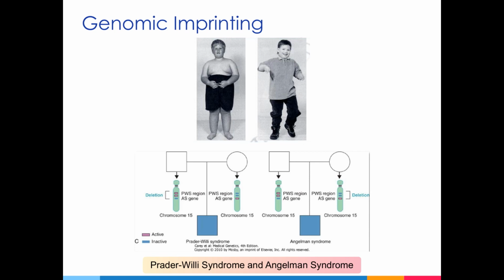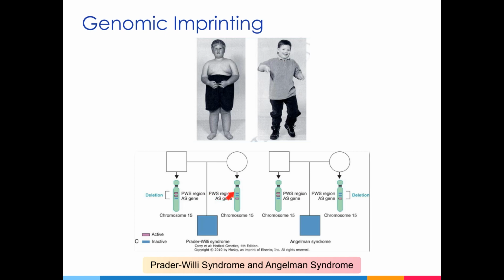Because of genomic imprinting, for some genetic disorders, the expression of the phenotype depends on whether the mutated allele is inherited from the mother or from the father. The classic example of conditions in which genomic imprinting plays a part are Prader-Willi syndrome, or PWS, and Angelman syndrome, or AS. Now, both of these conditions are caused by deletions or other mutations in the same region of chromosome 15. However, part of this region is imprinted or inactivated on the maternally inherited chromosome.